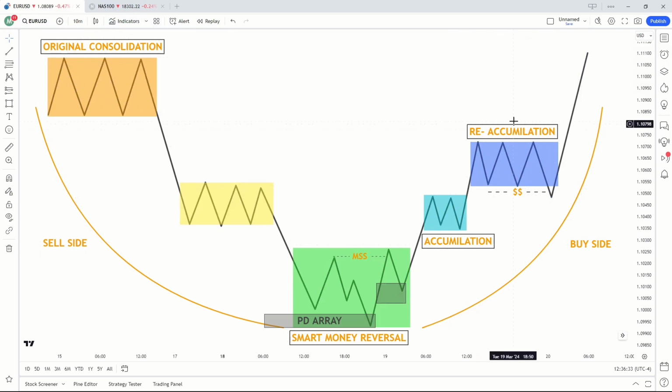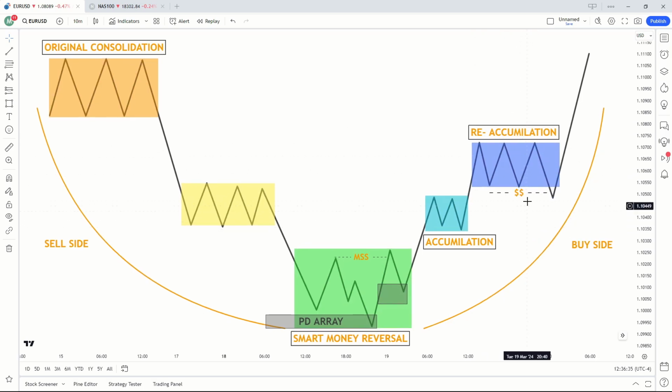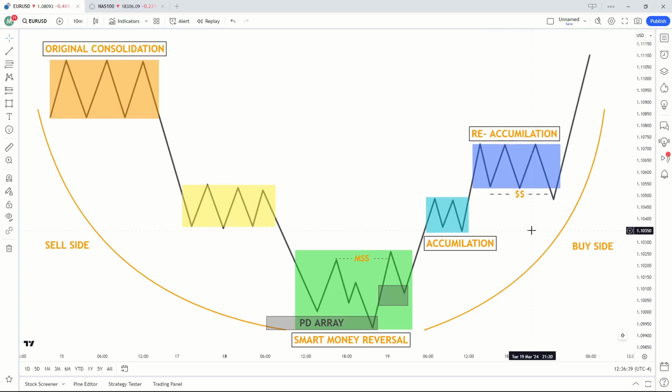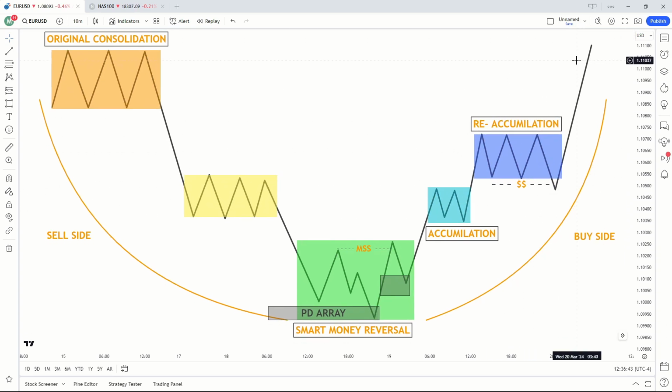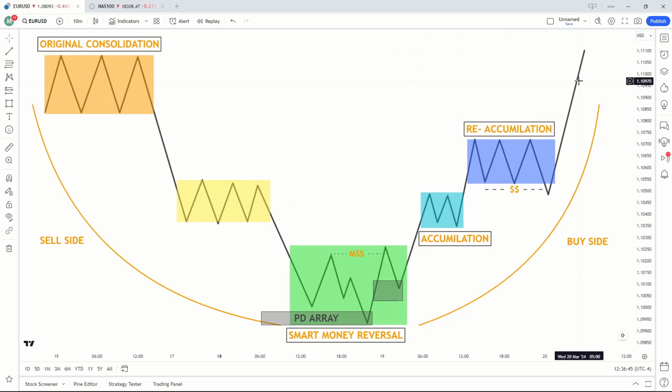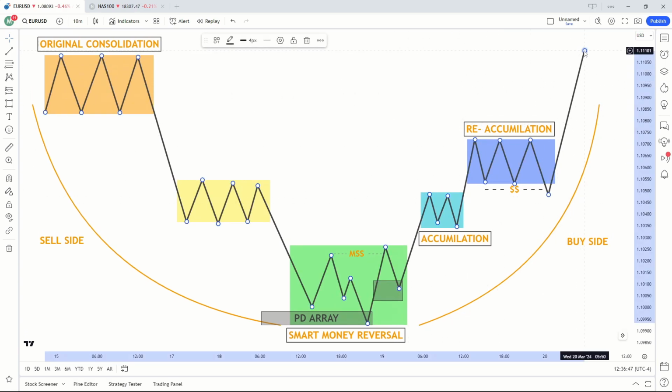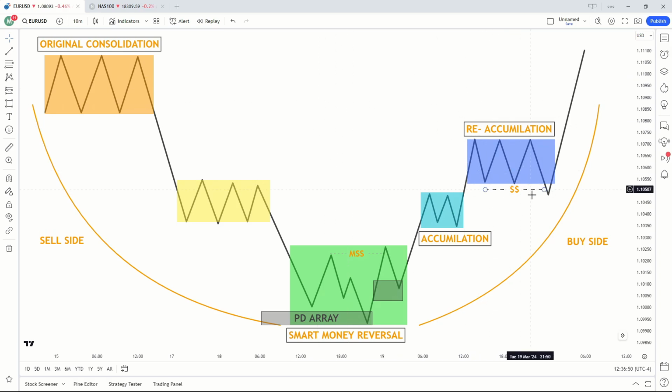Now, during the reaccumulation or the redistribution zone, we will usually get a sharp push down or upwards. Usually a run on stops, taking out the last bit of liquidity before we can get that push upwards. Now, this may be ICT's favorite strategy due to the explosiveness of this. When I show you guys the real market examples, you'll see how explosive this last leg is. You're able to catch insane trades in a short matter of time, just due to how volatile the strategy is.